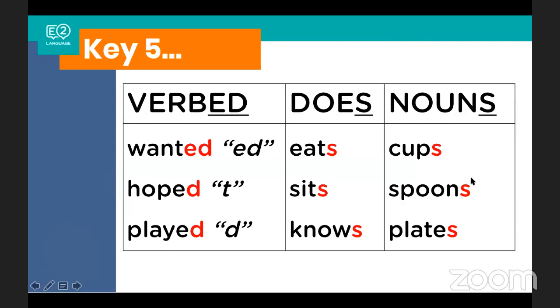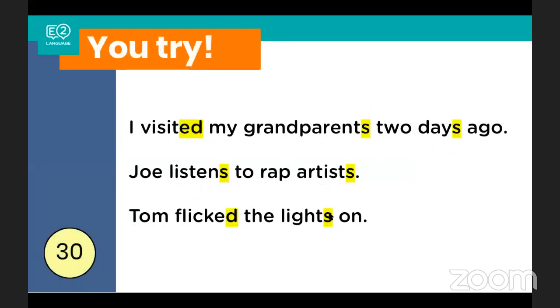So it's important that you hit that S sound on the end of not only plural nouns like this, but also on those third person singular verbs: he, she, it eats. So these are critical. So let's do a little bit of practice here.